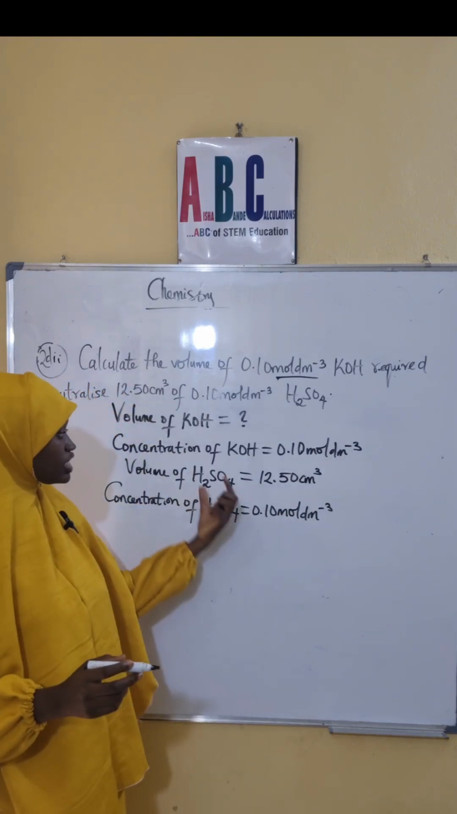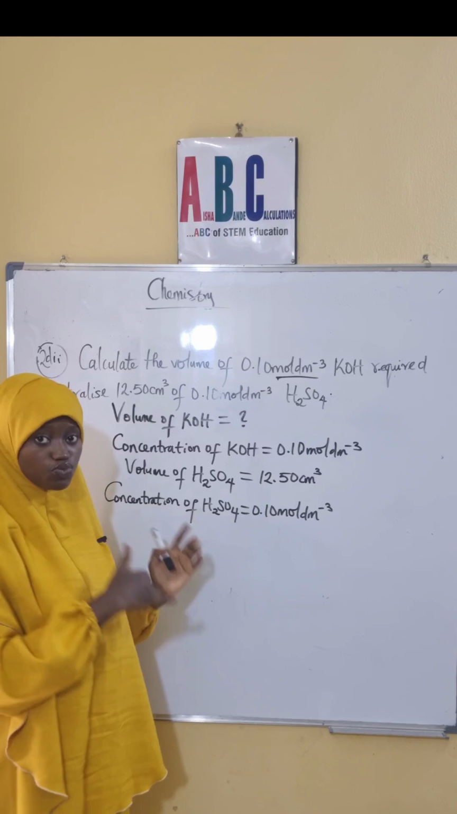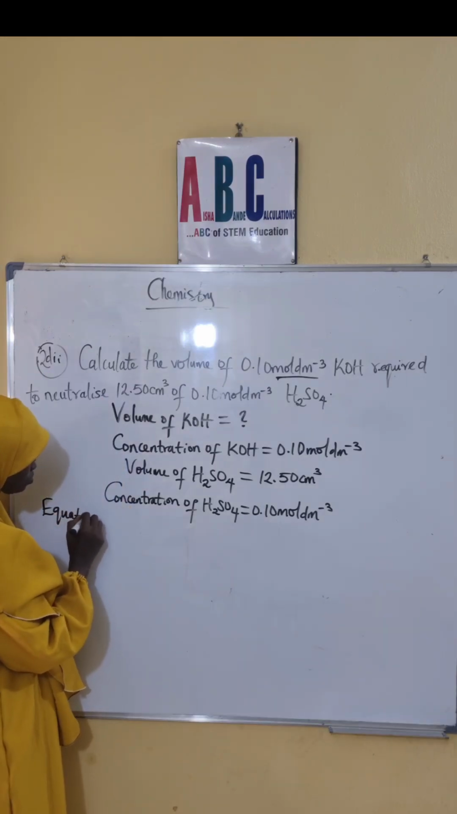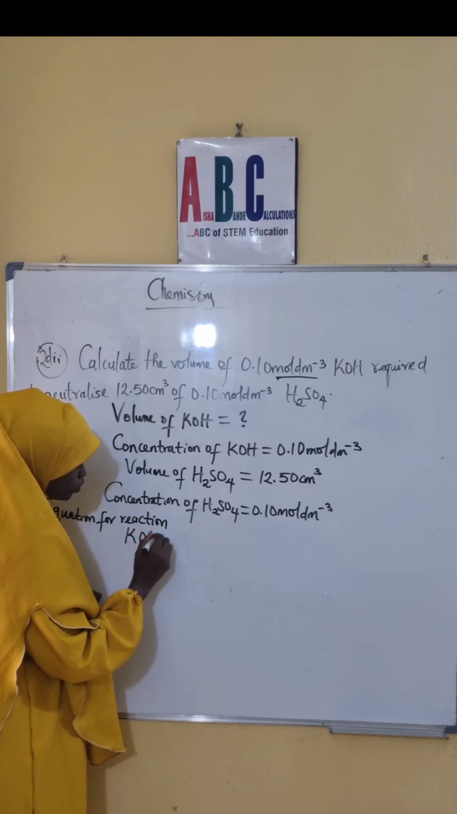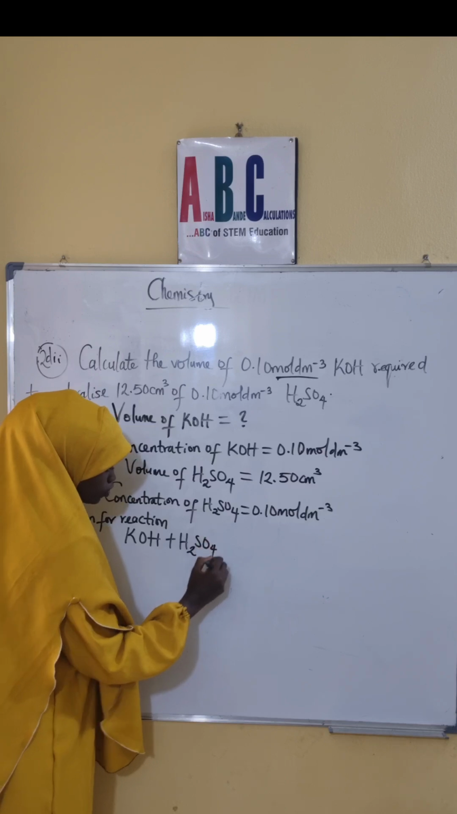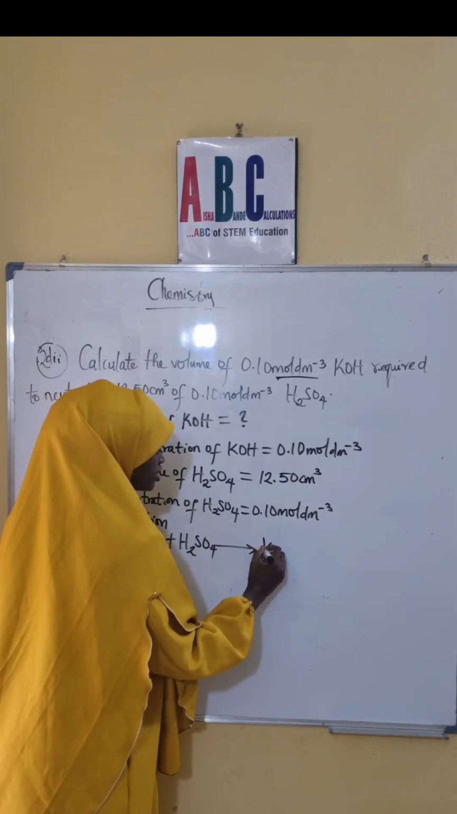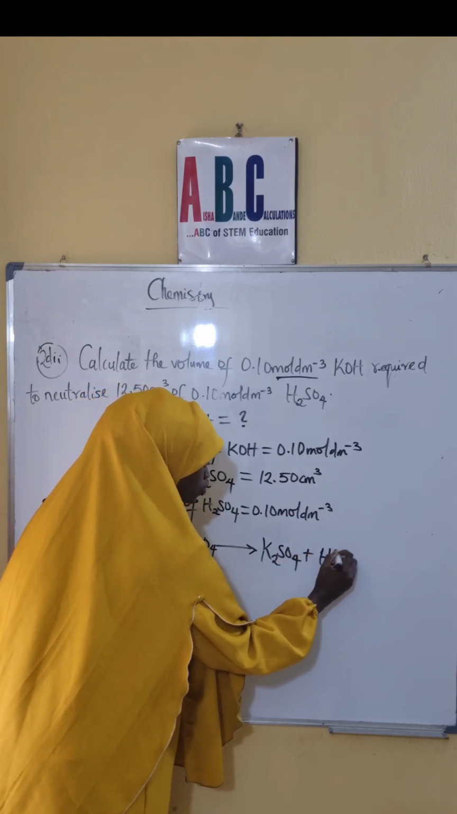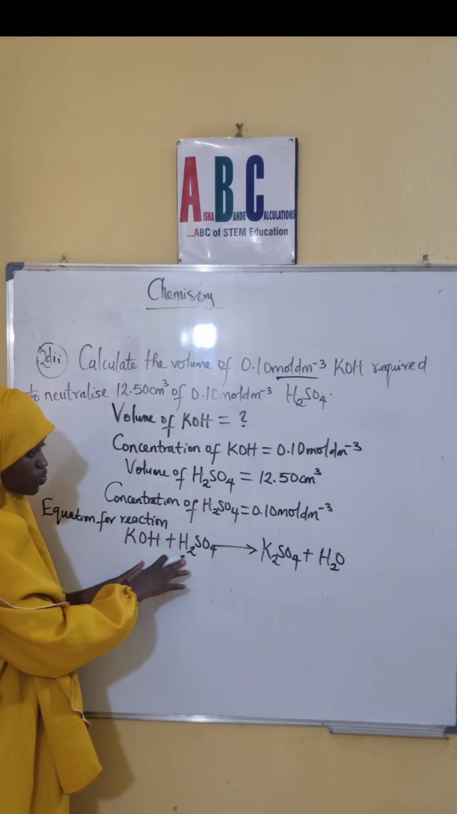Okay, so for this type of question, there is a need for us to write out a chemical equation for the reaction. So we have potassium hydroxide, KOH, the base, reacting with the acid, H2SO4. These are the reactants. Then the products are K2SO4 plus H2O. Looking at this equation, it is not balanced, so we have to balance it.